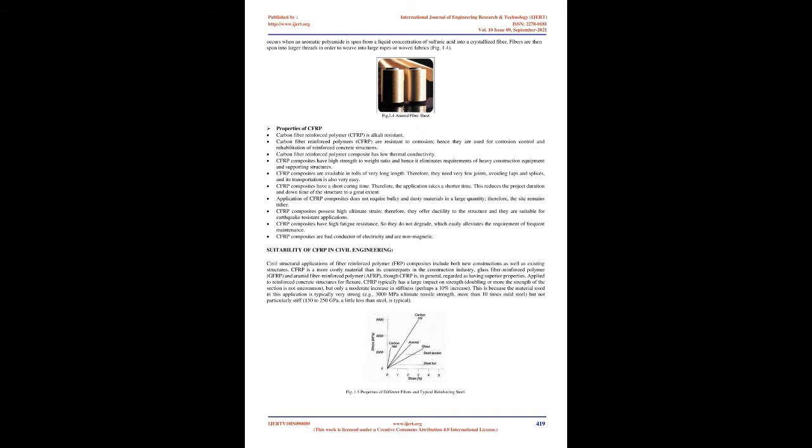FRP strengthening of beams may be classified as flexural strengthening and shear strengthening. Flexural strengthening: beams are strengthened in flexure through the use of FRP composites bonded to their tension zone using epoxy. The direction of fibers is parallel to that of high tensile stresses. Both prefabricated FRP strips, as well as sheets, are applied.